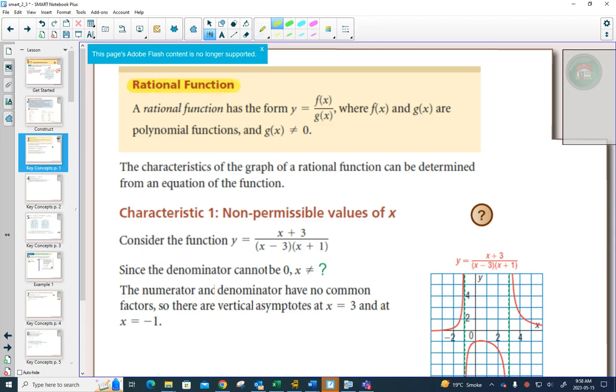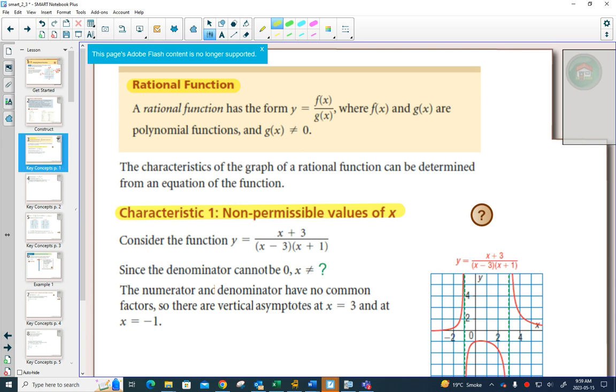The official definition of a rational function is one polynomial divided by another polynomial. For the most part, ours are mostly going to be like parabolas and lines, maybe the odd x cubed graph in there. What we're going to do today, and over the next 2 classes, is look at how we graph rational functions, and what the characteristics are. So characteristic number 1 is the non-permissible values.